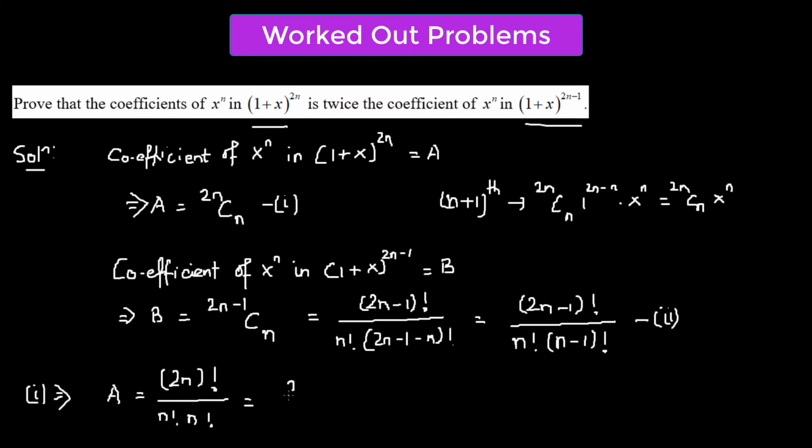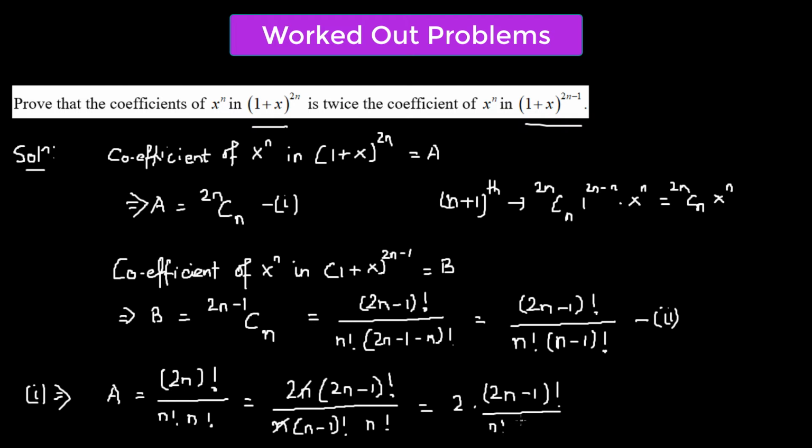So (2n) factorial can be expanded as 2n times (2n minus 1) factorial, and n factorial can be written as n times (n minus 1) factorial, times n factorial. So we can factor out n from both the numerator and the denominator. That leaves us with 2 times (2n minus 1) factorial divided by n factorial times (n minus 1) factorial. And from equation 2, I know that this part is b. So that proves the question, that a is equal to 2 times b.